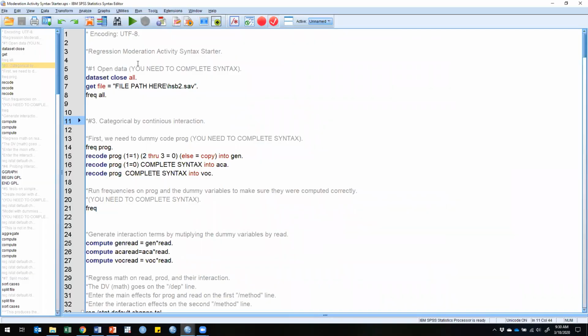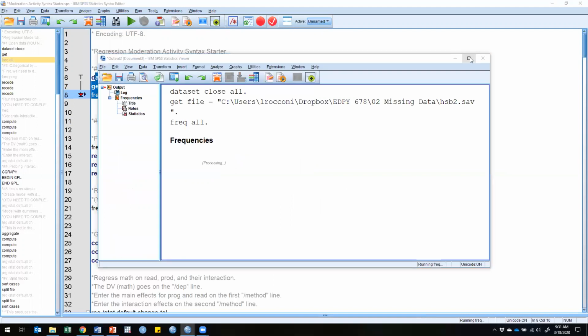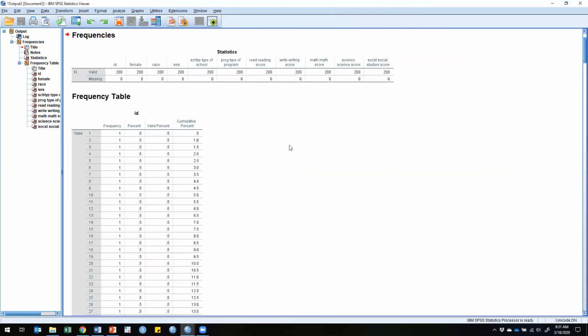So here's our syntax starter. We need to open our data set, so you need to find where you have it saved on your hard drive. I'm going to copy where I have it saved on my hard drive. There we go. And so I'm going to close any open data set, get our new HSB2 file, and run frequencies on all the variables. So you can kind of just familiarize yourself with what's in here.